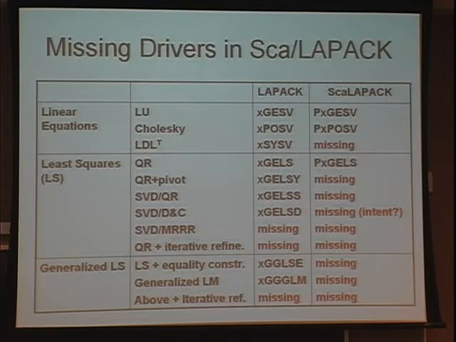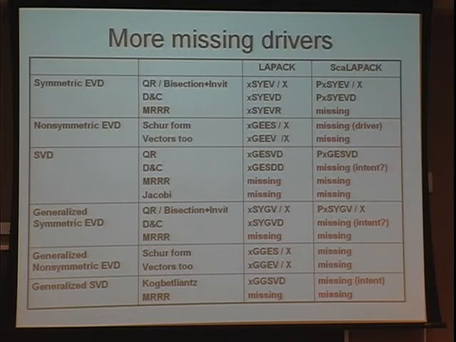And the situation is even worse in the eigenvalue world. So here are all of the eigenvalue problems: symmetric eigenvalue problem, nonsymmetric, SVD, generalized versions. And again, many things are missing from the parallel world. We're asking ourselves which are the most important ones to do. So to some extent, this depends on feedback from the community, which are the most important ones to do first.